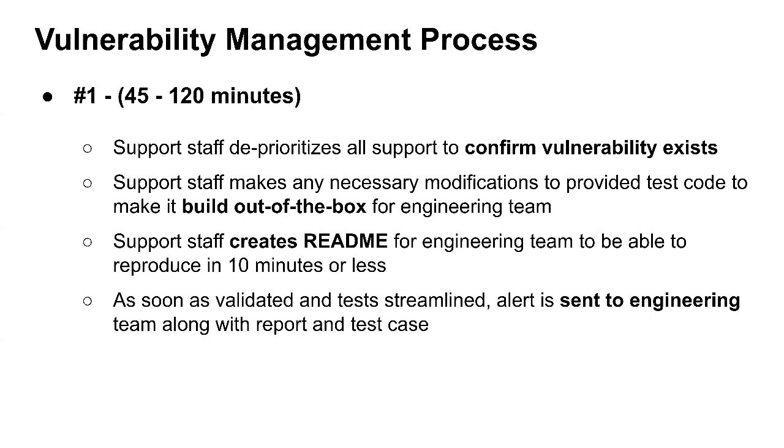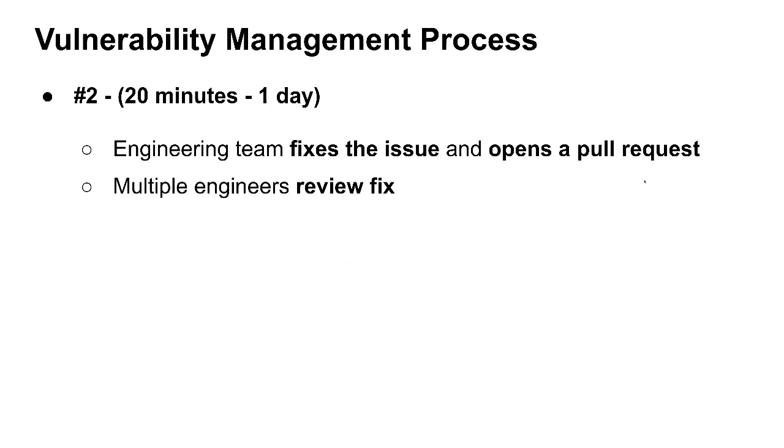As soon as the validation, the reproducer, and the documentation are streamlined, that's sent over to engineering along with the original report. The second thing that happens, anywhere from 20 minutes to a day, is our engineering team will fix the issue, open a pull request on our GitHub repository, and then a couple of our engineers review the fix depending on what area of the code it was in.